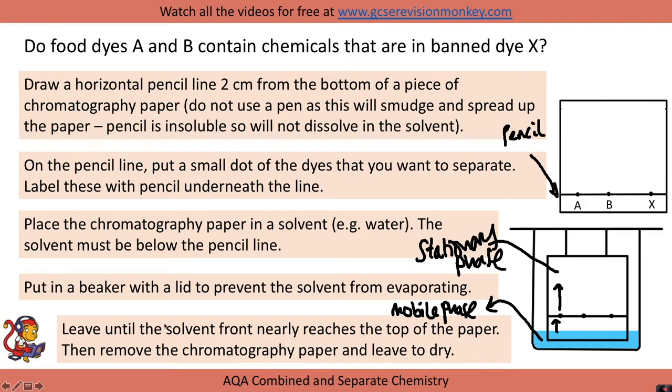I mentioned earlier the solvent front. That is where the solvent finishes as it goes up the paper. So if the solvent is moving up and it gets close to the top of the paper, where it reaches here is called the solvent front, and when it gets near to the top, we will then remove the paper and leave it to dry.